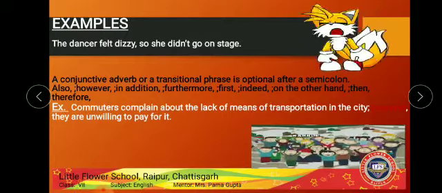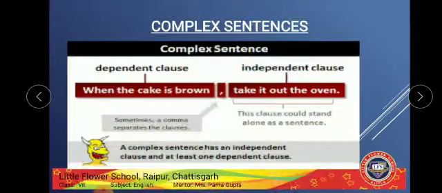Okay, now the complex sentence. A complex sentence has an independent clause and at least one dependent clause. A dependent clause is a clause which is generally dependent on the main clause or independent clause. For example, here you say, when the cake is brown. When the cake is brown, then what?